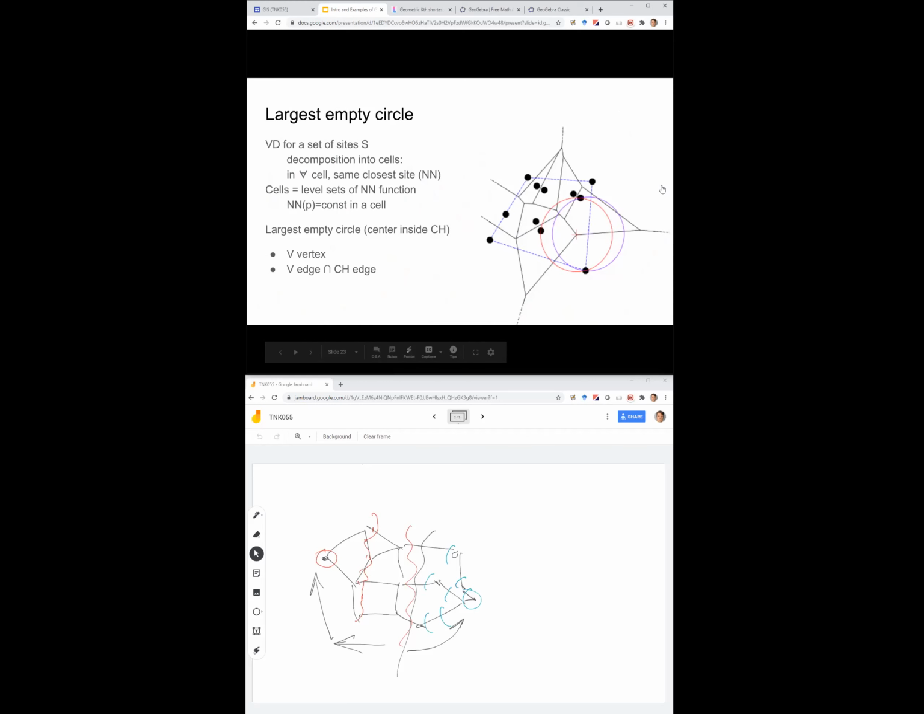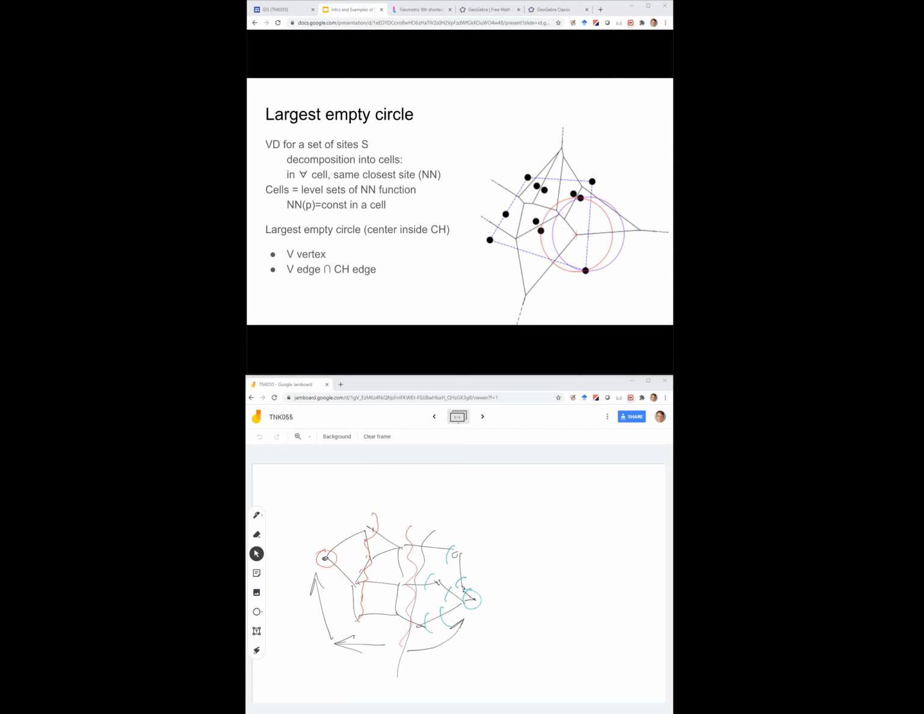So here is, I guess, a picture from Wikipedia. The black dots are the sides, the black lines are the Voronoi diagram, and the blue is the convex hull of the points. Of course, if you put the circle somewhere very far from all the sides, then the circle can have a very large radius, somewhere here, a huge circle.